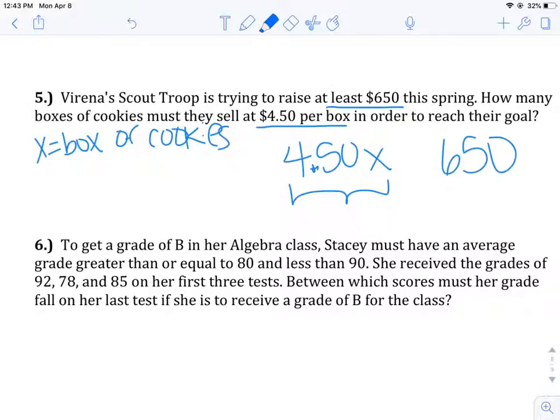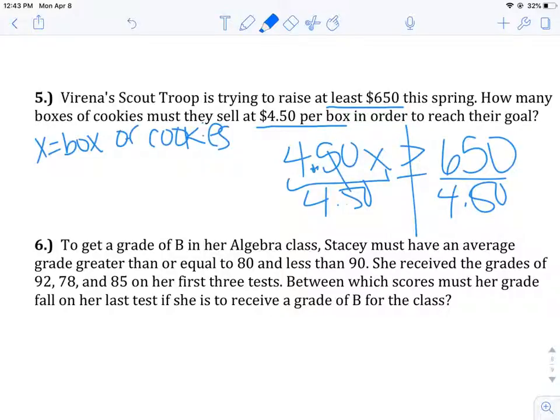So let me just erase that there. We are going to say that $4.50 X is going to be greater than or equal to $650. So we want this amount here to be greater than or equal to $650. So to solve, we're going to divide both sides by $4.50. We will get X is greater than or equal to 144.44. So for them to reach their goal, they have to sell at least 144 boxes of cookies.